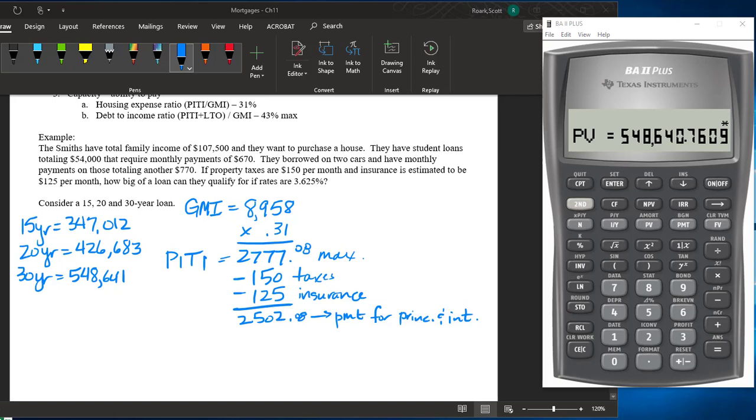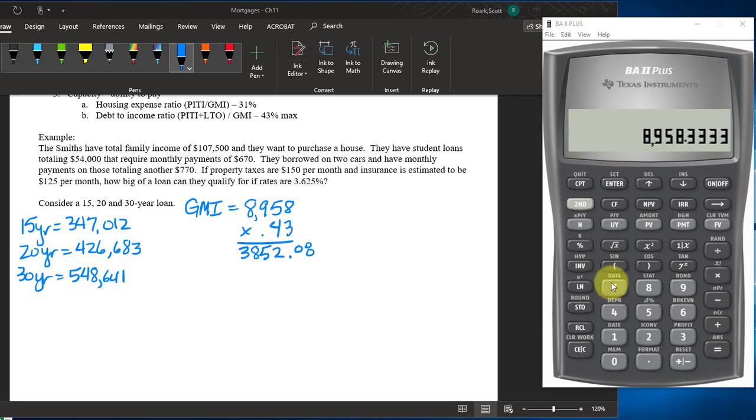Now, all of this assumes that we don't have to deal with this debt to income ratio, part B. And in fact, we do. So I'm going to clean off this a little bit, keep our numbers over there, and we'll talk through how to come up with the debt to income ratio. If I take their gross monthly income and multiply that times the 43%, I get $3,852.08. That's the maximum amount that they can pay towards all of their long-term obligations, all of their debt payments. That includes their house payment, the PITI, and any long-term obligations, so their student loans and car payments in this case. Now we're going to back those out and see how much they can pay towards their house.